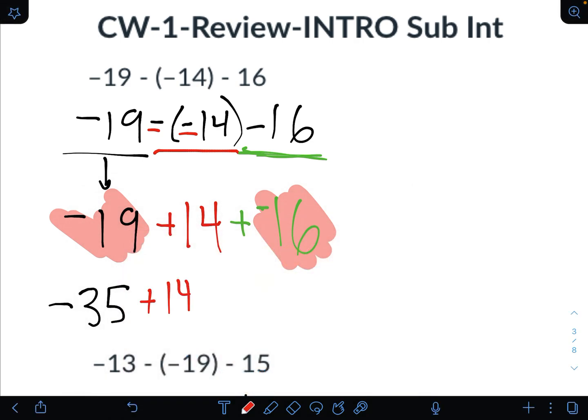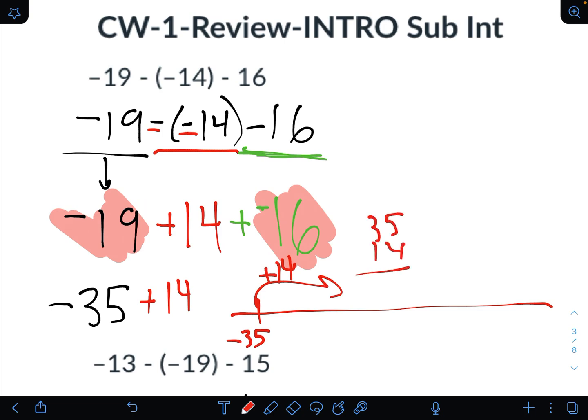If you were to put that on a number line, you would start with negative 35, and then you'd say, I want to add 14. I want to move to the right 14. Oh, that's just subtracting it, isn't it? That's just saying 35 minus 14, which is 21. So the answer to this would be negative 21.